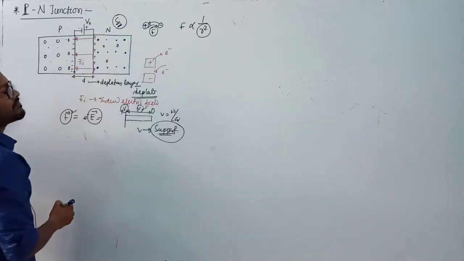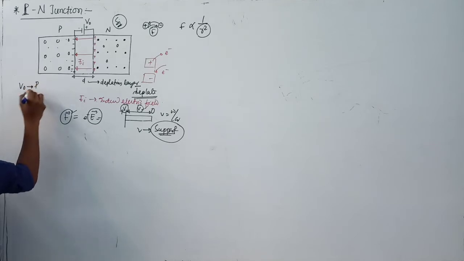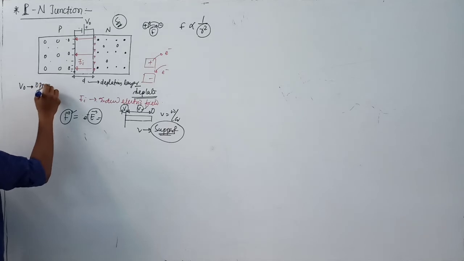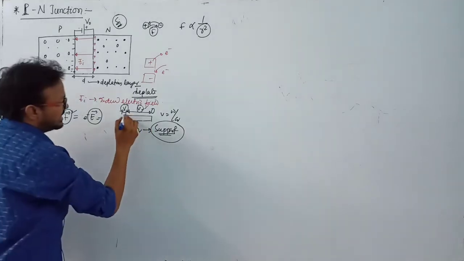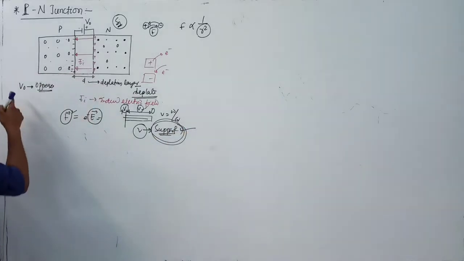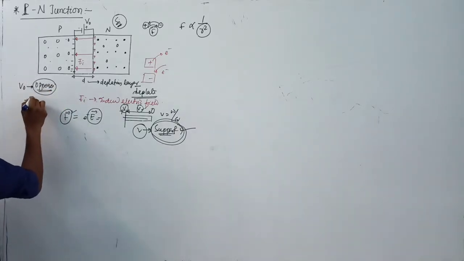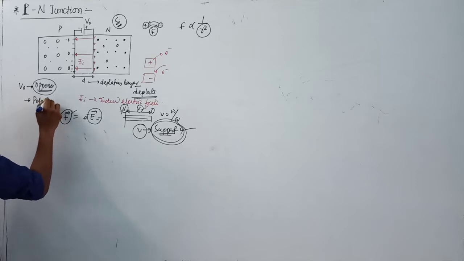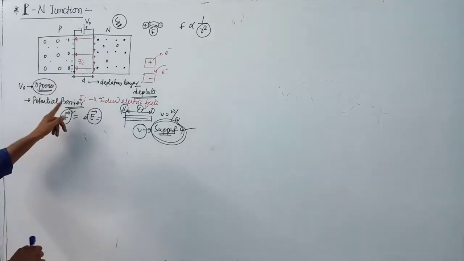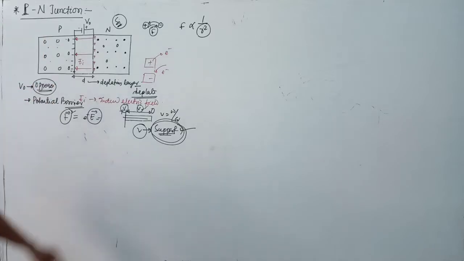Suppose this is V naught, and this V naught is here. V naught is called potential, and here V naught is opposed. But in this case, the potential supports the flow of charge carriers, but here the potential opposes, which means this is a barrier. So this potential is known as the potential barrier. Clear? It always opposes the flow of charge particles from the N side to the P side.